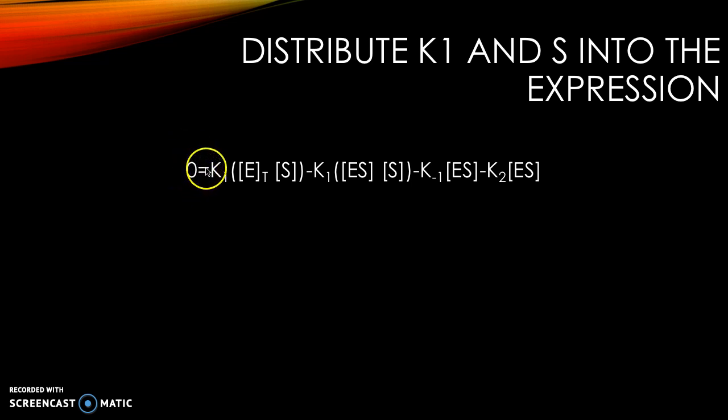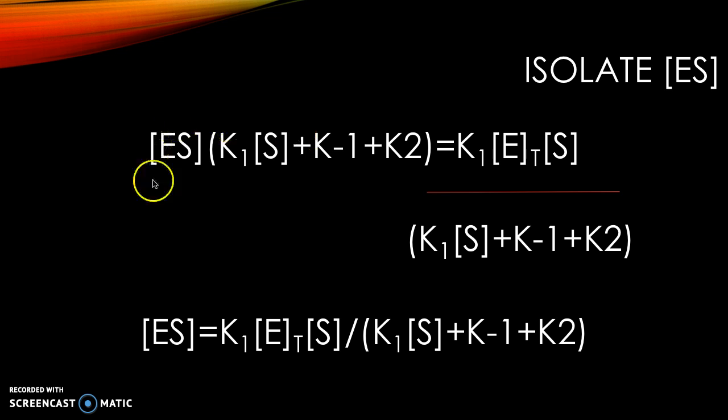So we're just putting 0 equals K1 times the total enzyme concentration times the substrate concentration, minus K1 times the ES concentration times the substrate concentration, minus K-1 times the ES complex concentration, minus K2 times the ES complex concentration. From here, we're going to want to isolate ES. To do that, we're going to put ES on one side first. We can do that by moving it over where this 0 is, and it'll look a little bit like this equation. To further isolate it, we're going to want to divide this by this. And you can see that being done here.